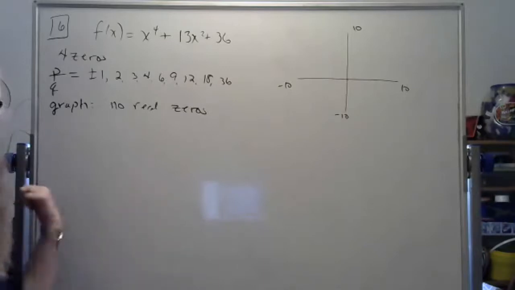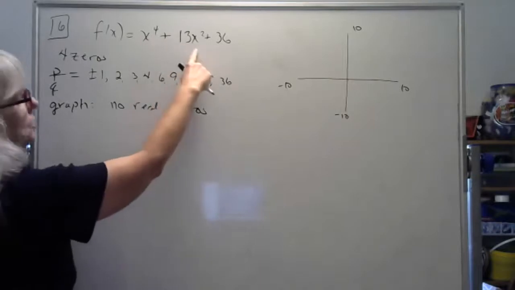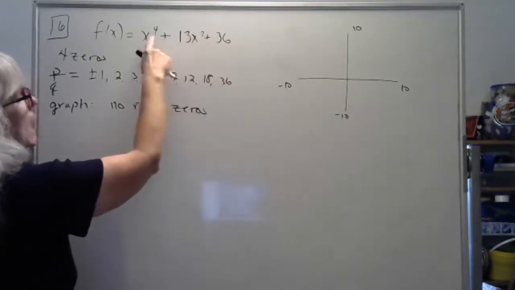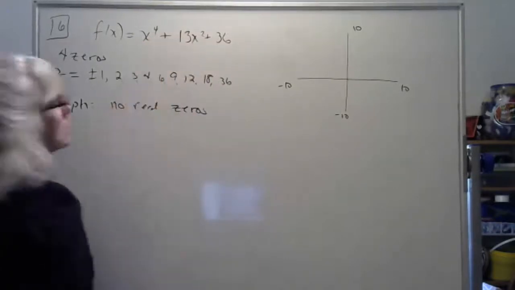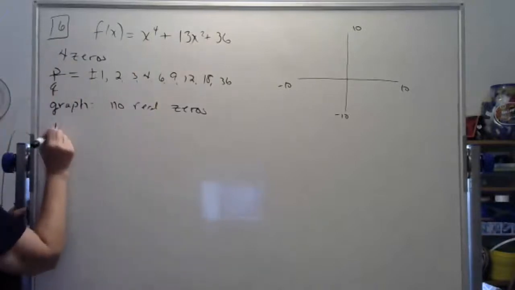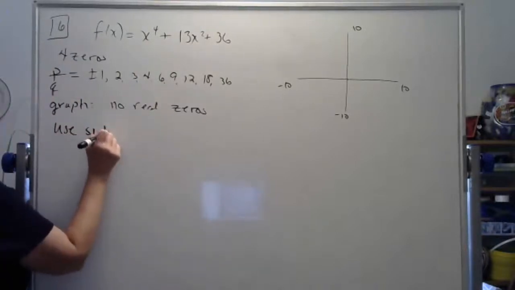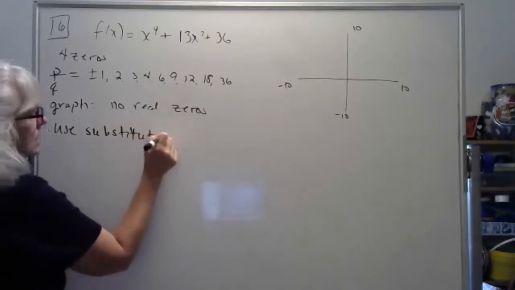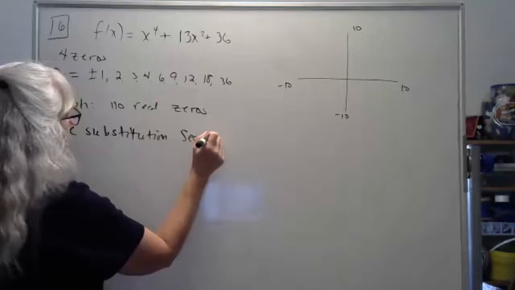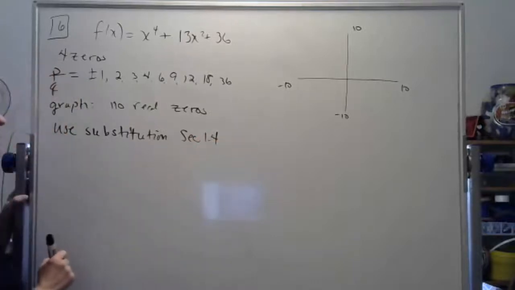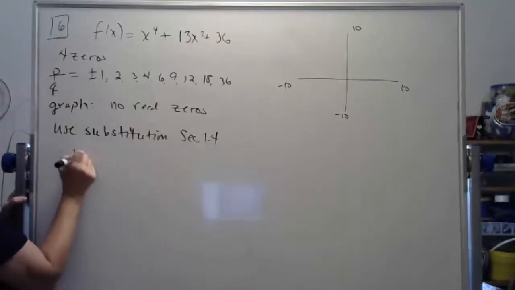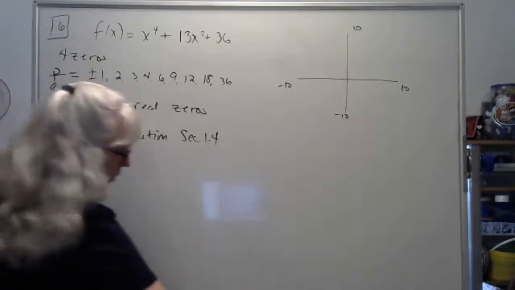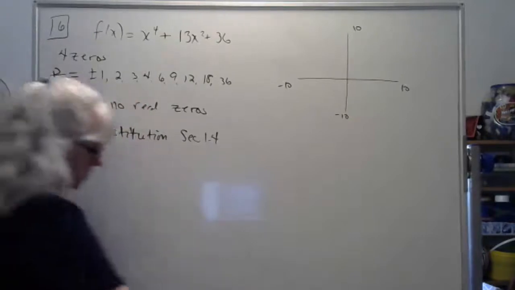Well, we're going to go back to chapter 1 and we're going to use substitution. Isn't this quadratic in form? Isn't the middle exponent half of the first? So this thing is actually factorable. So we're going to come in and use substitution. And that was back in section 1.4, I think, where we started.